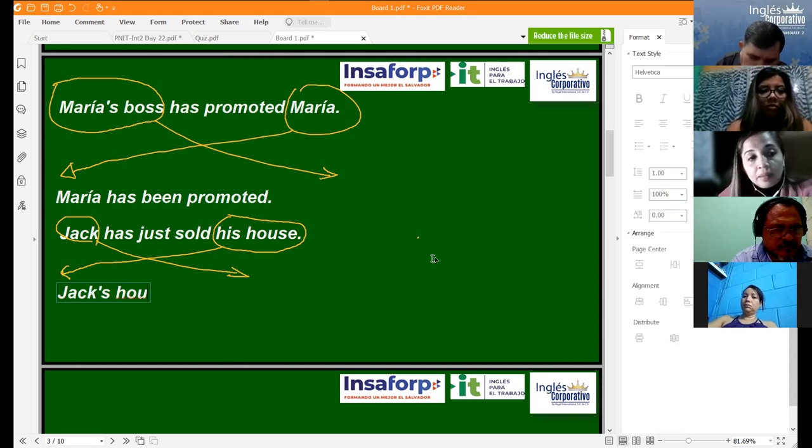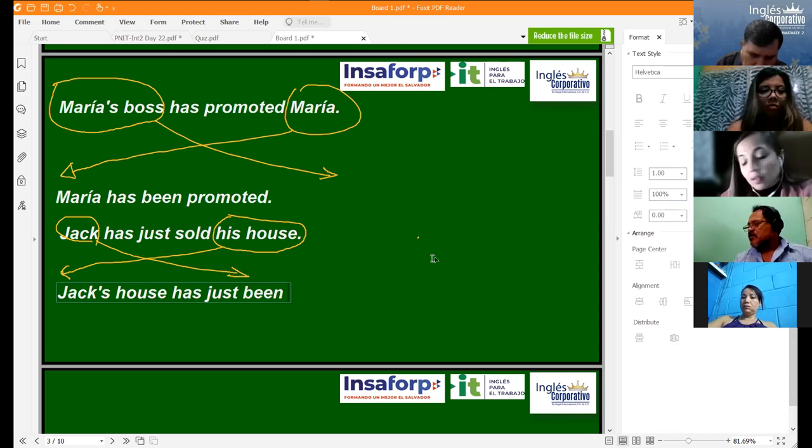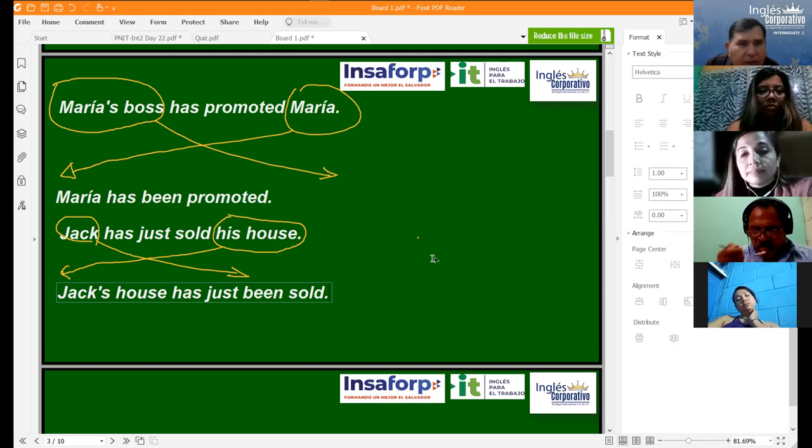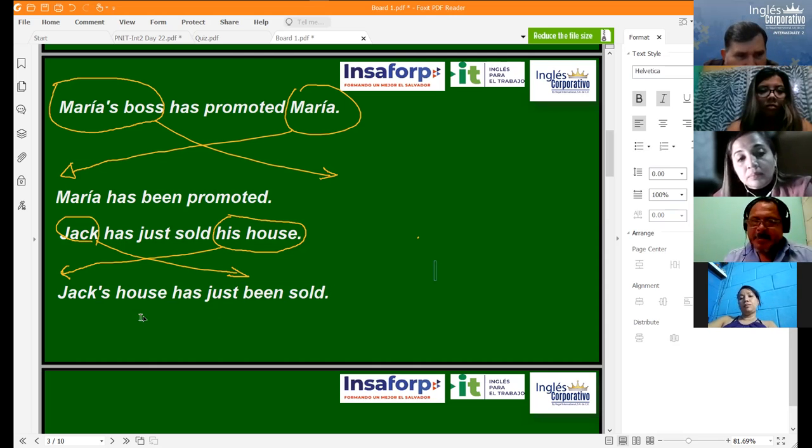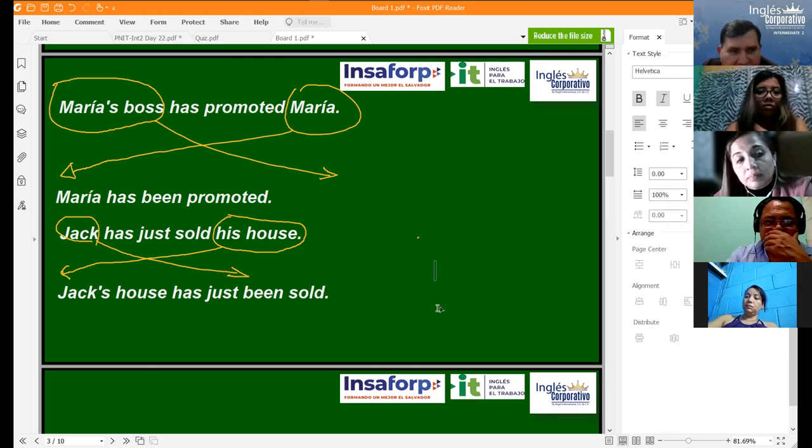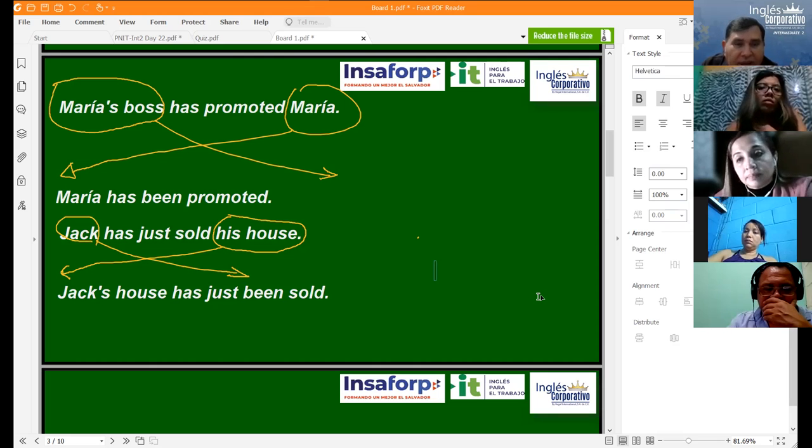So we say Jack's house has just been sold. Again, we don't need Jack because Jack is in the subject making the possessive. Jack's house has been sold.